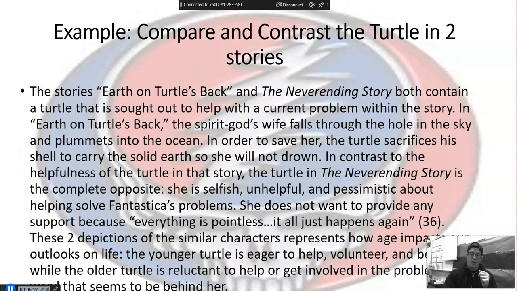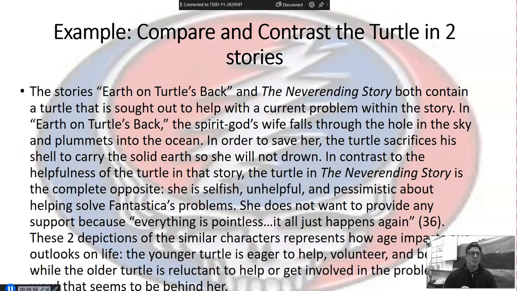And so imagine that I was asking you to write a comparison and contrast analysis of how the turtle is used in the two stories. This is a student's response to this question. This was actually taken from one of my classes. There are a few typos, but for the most part, the student is correct.